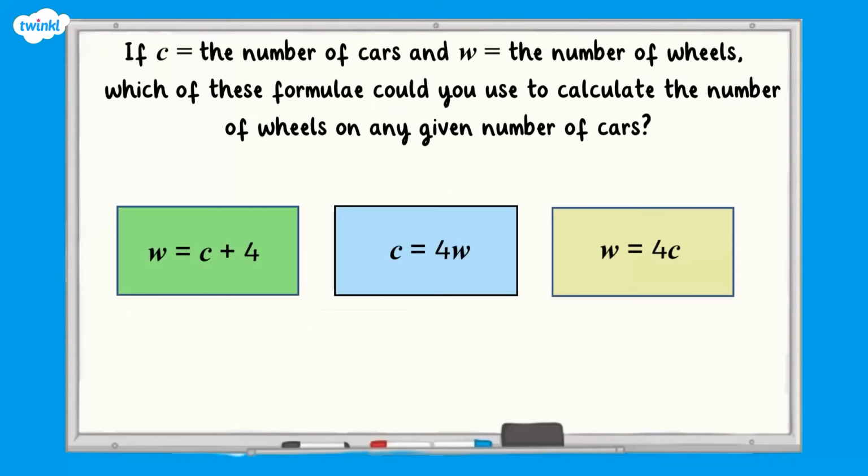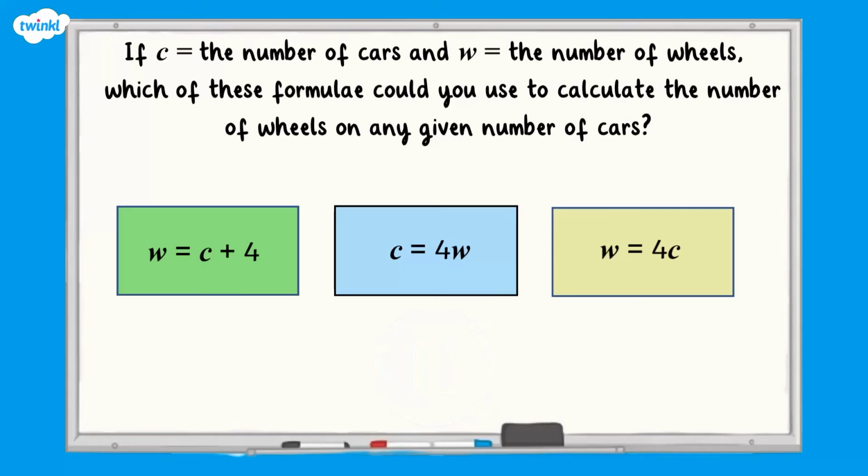Now let's look at a problem involving formulae. Pause here and decide which of these formulae you could use to calculate the number of wheels on any given number of cars. W equals C, add 4. C equals 4W, or W equals 4C. Which formula did you decide was the correct one?